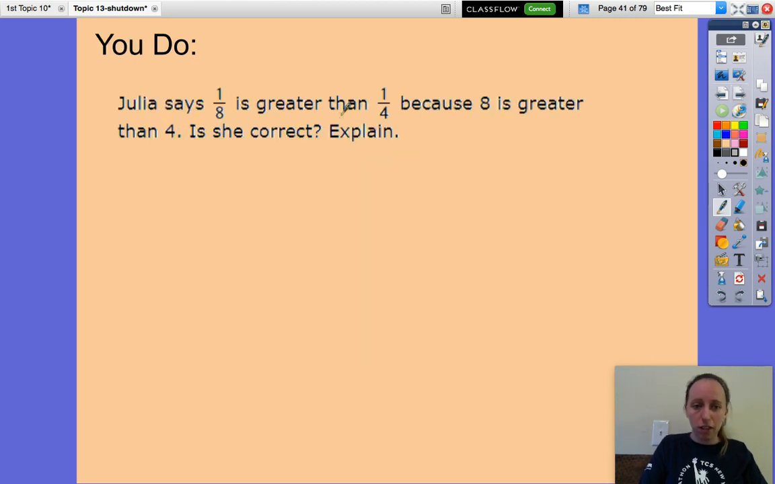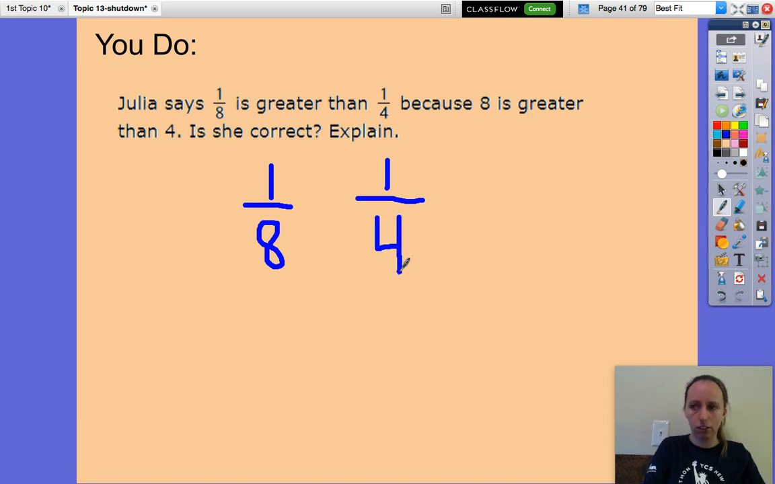Okay, so now let's take a look at this last problem. Julia says that 1/8 is greater than 1/4 because 8 is greater than 4. Okay, is she correct? Explain. Let's take a look at this. She thinks that 1/8 is greater than 1/4. Do we agree? The numerators are the same, right? They're both 1. But then we come over here at the denominators and we know 8 is greater than 4. So Julia says because 8 is greater than 4, this fraction must be greater.